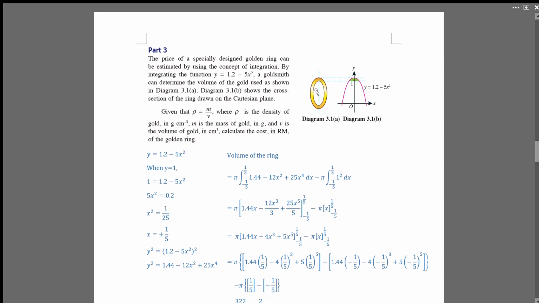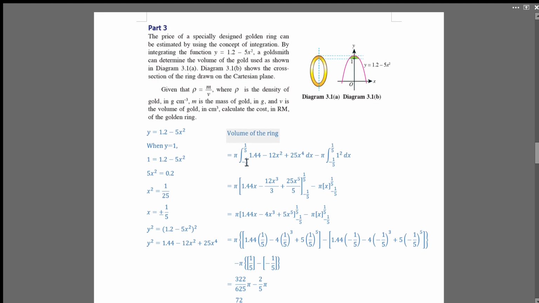If I just integrate the area under the graph, that is this area, it is just the cross-sectional area. But if I rotate this area about the x-axis by 360 degrees, I can get the ring shape. To do this, I need to find the corresponding two x values first. So I substitute y equals 1 into the equation, and I get x equals 1 over 5 or negative 1 over 5.